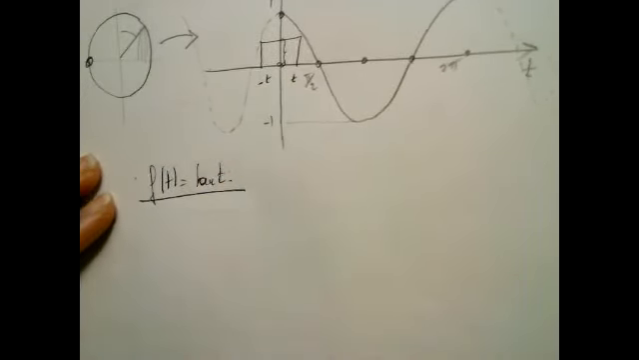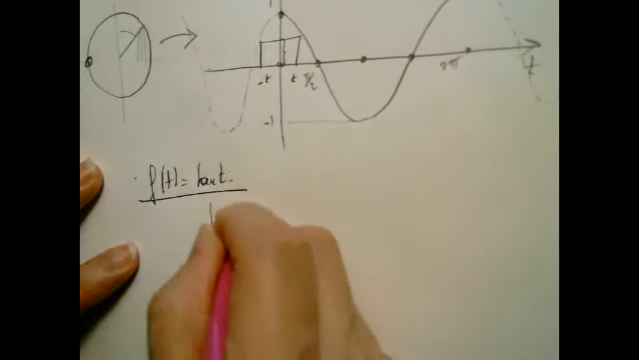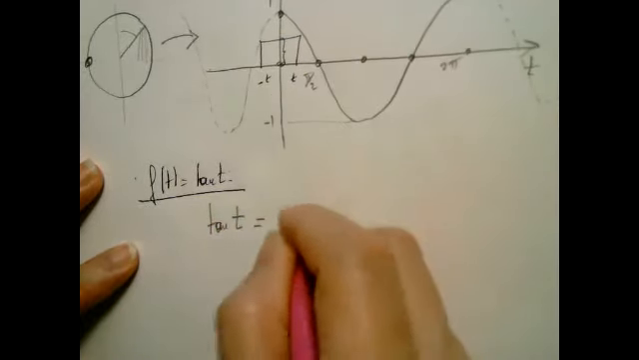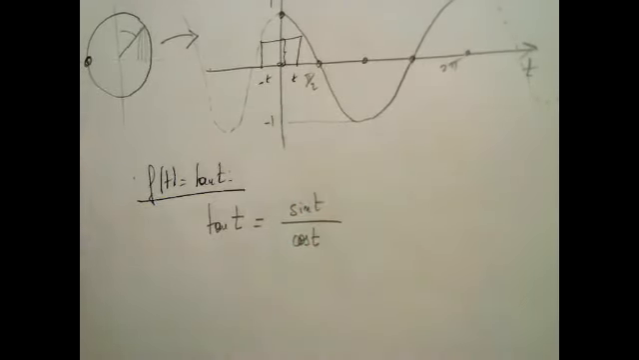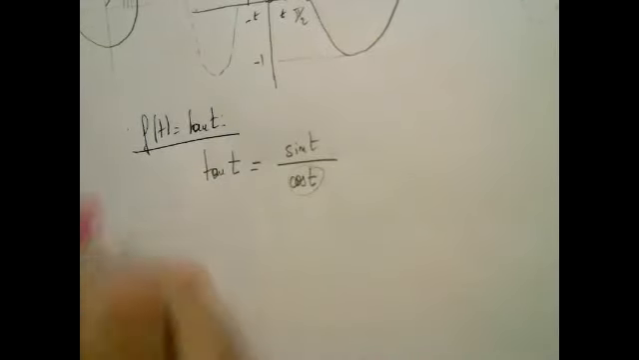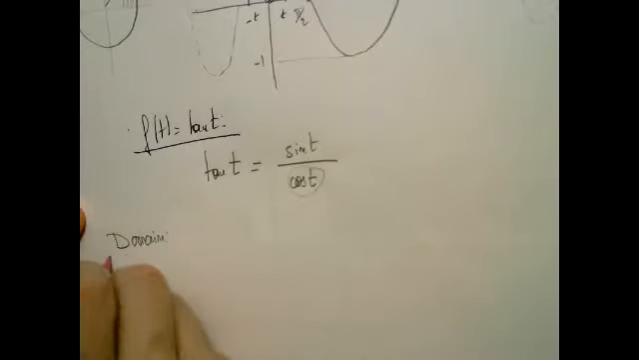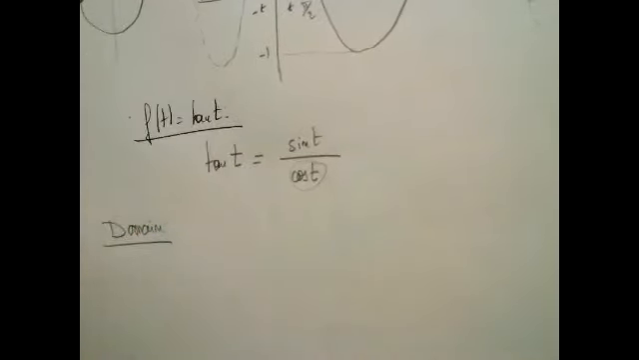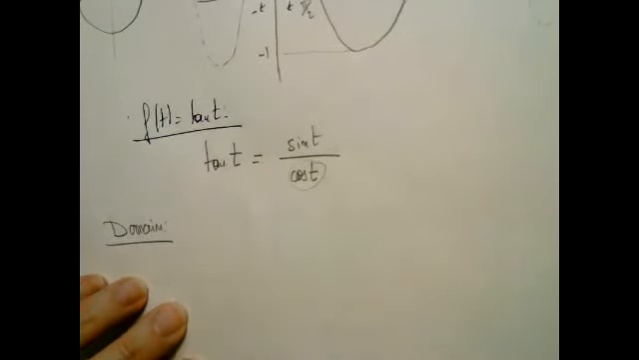All right. So let us remember the tangent is by definition the sine over the cosine. And whenever you have a function and there is a denominator, the domain immediately comes to our mind. So what's the domain here? It means which values I cannot plug in for t in the tangent function. Okay, so let's see what's the domain.